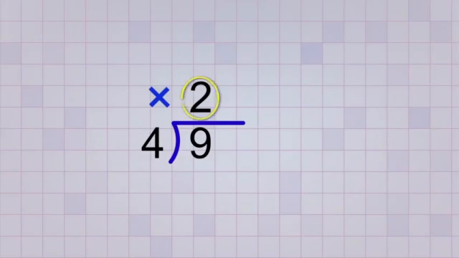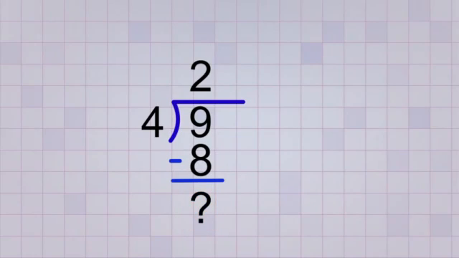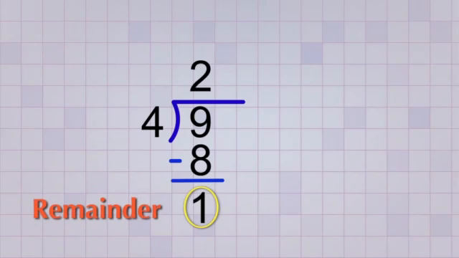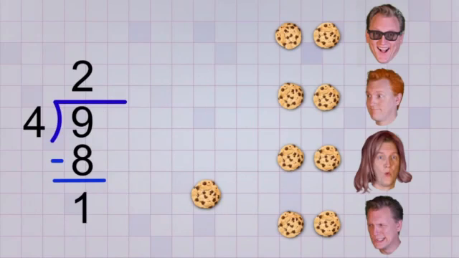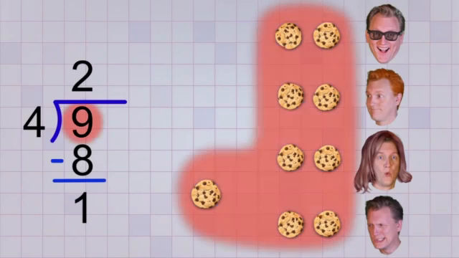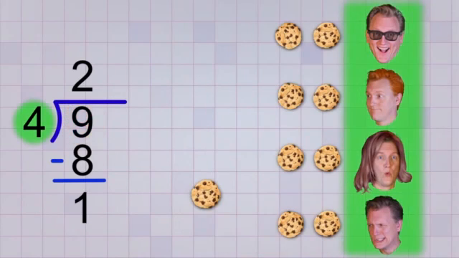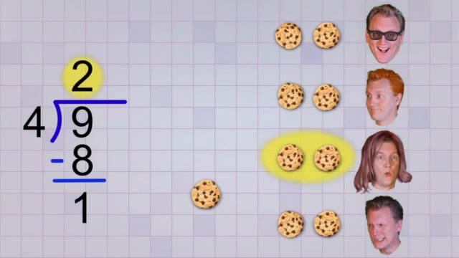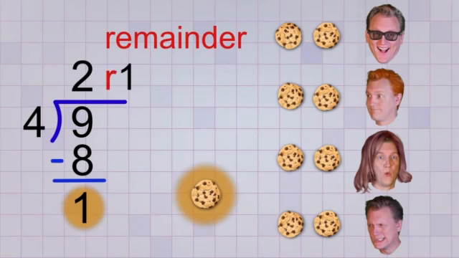We multiply that 2 by the 4, and we get 8. Then we write the 8 below the 9 so we can subtract it and find our remainder. 9 minus 8 equals 1. So that means our remainder is 1. Now that sounds good. It's less than our number of groups, and you can see with our cookie problem that it's exactly right. 9 cookies divided into 4 groups gives 2 cookies to each group, with 1 left over as a remainder, which we'll put right up here in our answer with an R for remainder.